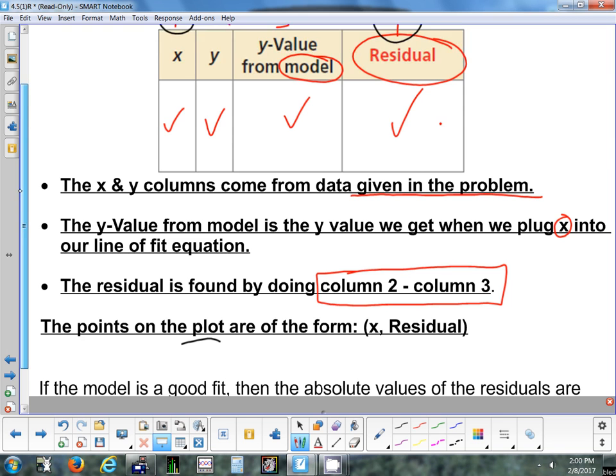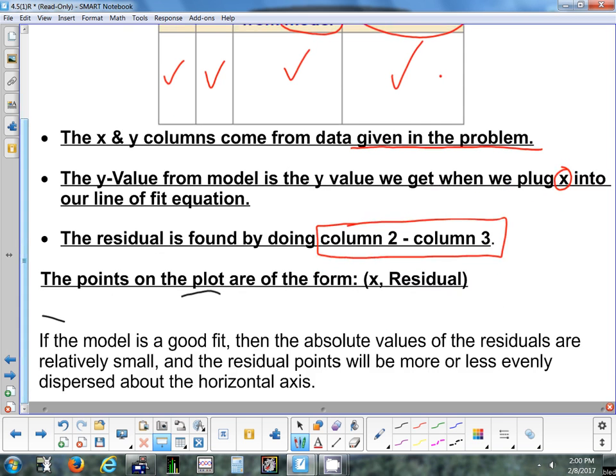So this is just getting at what we said earlier. You could just read this, you don't have to write this. It says, if your model is a good fit, if it's a good line, then the residuals are small. That's what the goal is. You want small residuals. That means the points are pretty close to where they should be. If you get residuals that are big, your line is not a good fit.